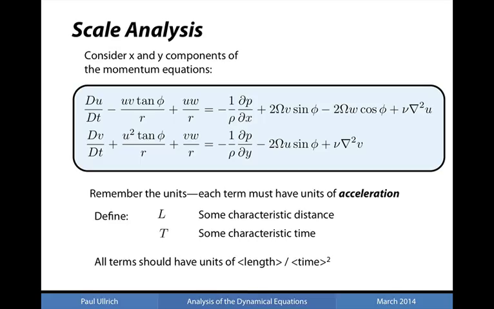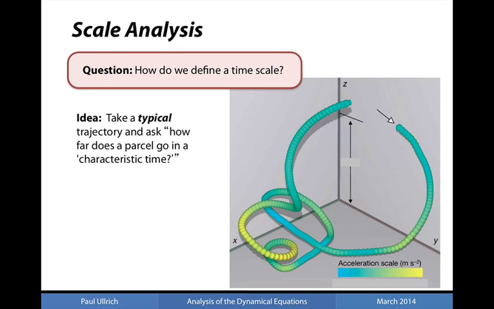So let's define some characteristic length unit or characteristic distance unit, capital L, and we'll define some characteristic time unit, capital T. These length and time are motivated by the particular phenomenon that we're studying. So the question is then, how do we define a time scale for a particular phenomenon. For something like a large-scale storm, one can anticipate that the length scale could be easily motivated by the diameter of the storm, but the time scale is less clear.